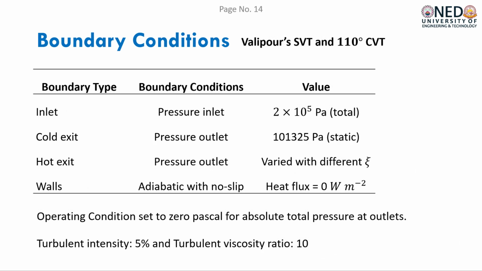Pressure inlet and pressure outlet boundary conditions are used, whereas walls are considered to be adiabatic with a no slip condition. Also, turbulent intensity and turbulent viscosity ratio are set to default. The inlet pressure is set to a total gauge pressure of 2 bar, whereas the cold pressure outlet is set to 1 atmosphere. The hot exit pressure is varied according to the cold mass fraction, ranging from 0.1 to 0.85. The operating condition is set to 0 Pascal for absolute total pressure at outlets.